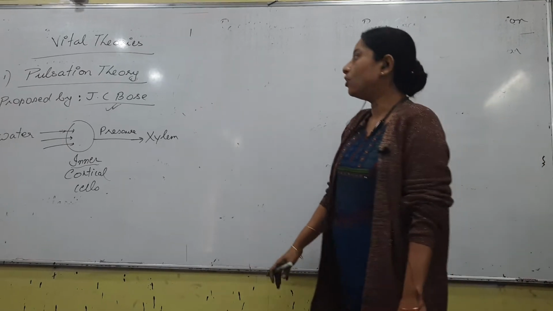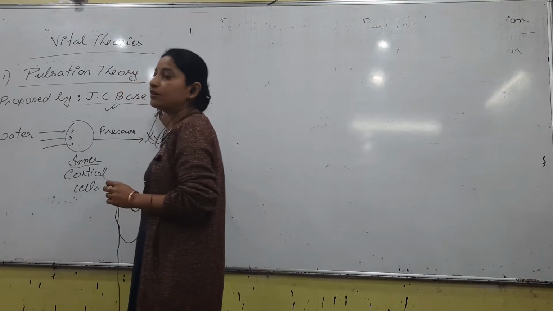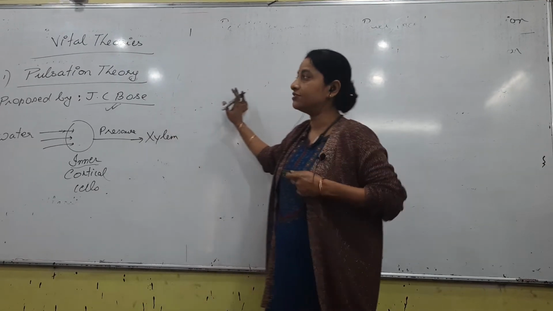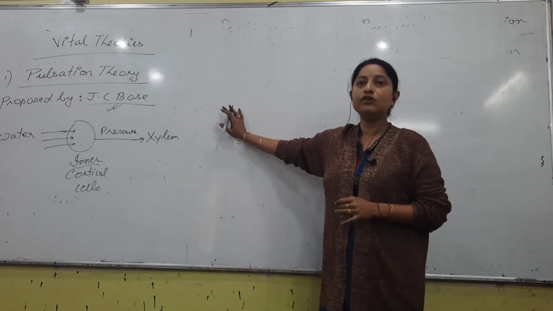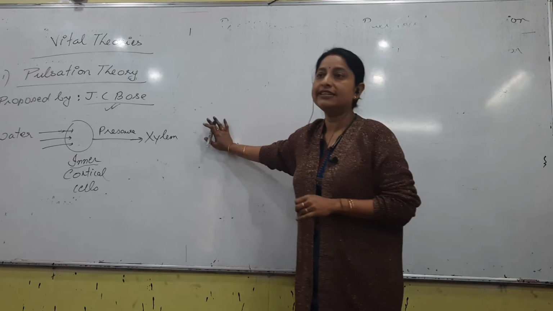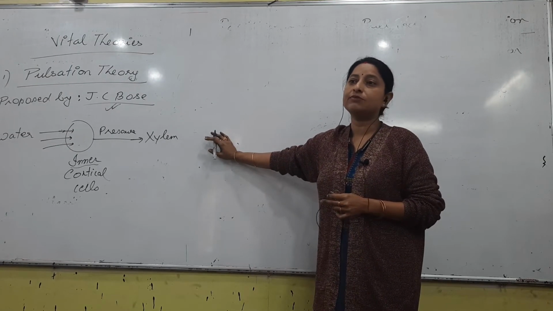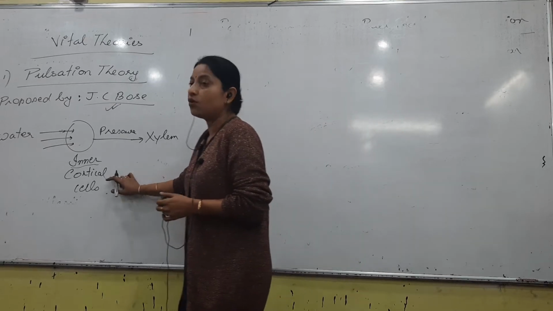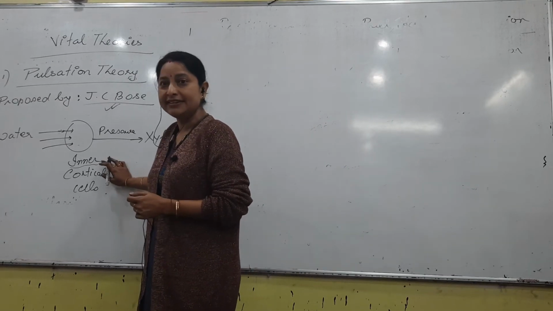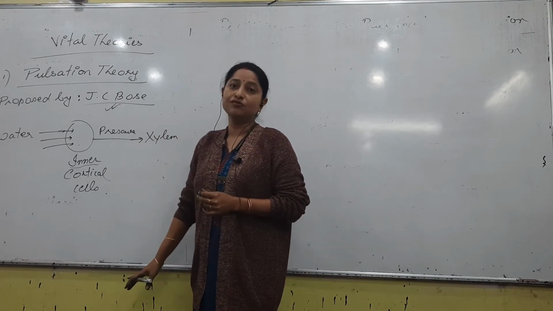Right. So what did he say? J.C. Bose was of the opinion that ascent of sap occurs because of the pulsation theory. He said that because of water absorption, pressure develops in the inner cortical cells and this pressure is responsible for the upward rising of water. In root pressure it was all cortical cells, but here it is inner cortical cells. So what he is talking about is the symplastic movement.